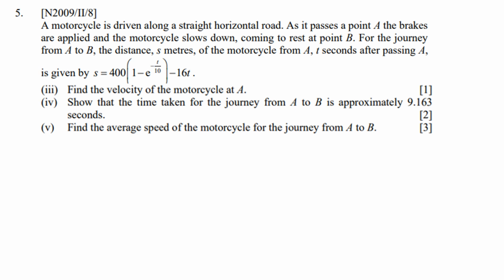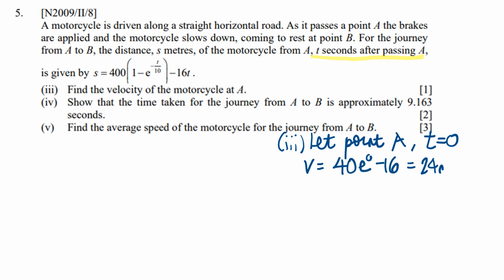That means at point A we let t equal to 0. Before that we don't care. If you look at what is written here, it says t seconds after passing A, so your time starts from after passing A. So find the velocity of the motorcycle at A. That is when t is equal to 0. At point A, t equals 0. So you substitute t equals 0 into the expression we found for the velocity, and you get 24 meters per second. So that's part 3. It's relatively easy, that's why it's only 1 mark.